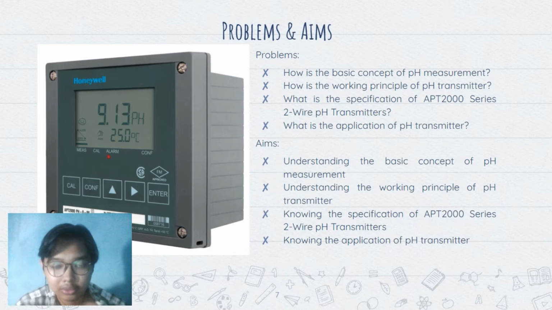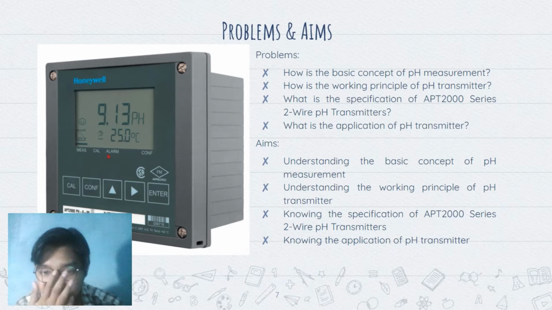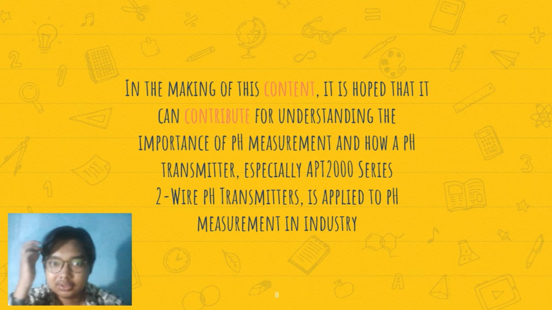The goals or aims of this content are understanding the basic concept of pH measurement, understanding the working principle of a pH transmitter, knowing the specifications of the APT 2000 two-wire pH transmitter, and lastly, knowing the applications of pH transmitters in industries. Let's go to the next slide.